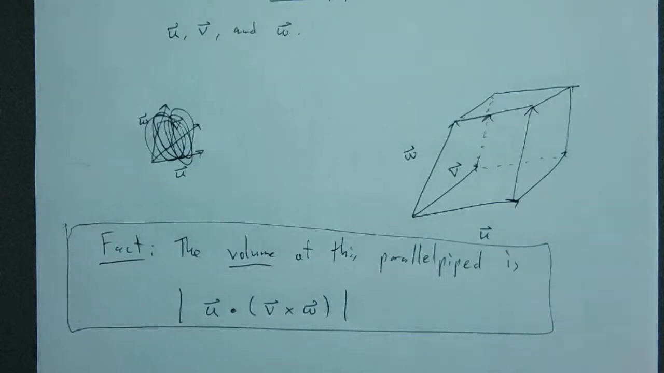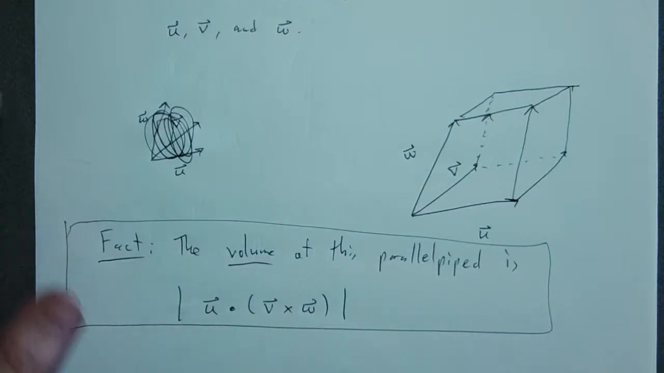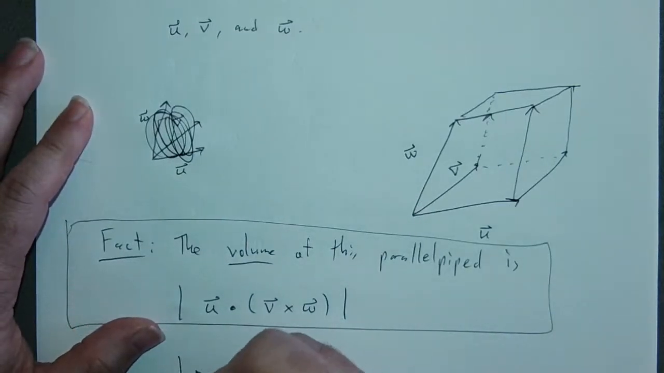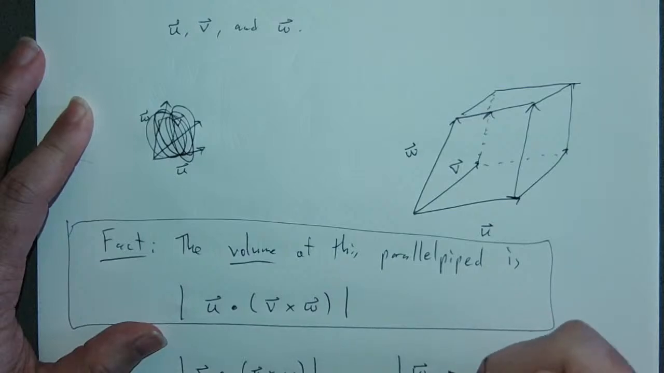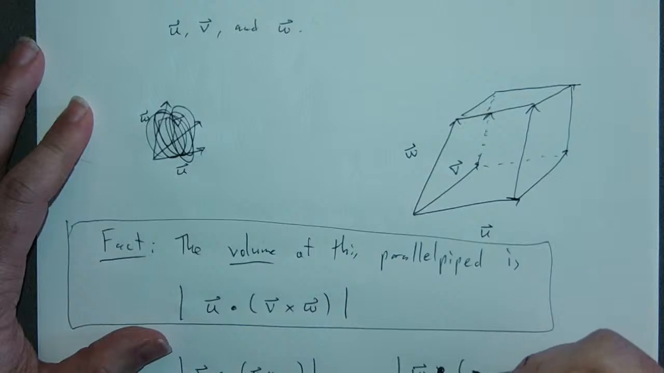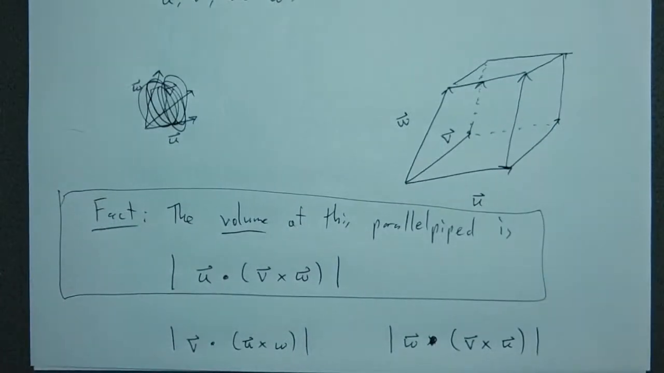You might also say, wait, I've said this is the volume of the parallelepiped determined by U, V, and W, but then you have these in this order, U, V, W. Is that the same thing as the absolute value of V dotted with U cross W? Or the absolute value of W dotted with, say, V cross U, right? Are these all the same? Sorry, I'm off page a little bit. They are. All these quantities are actually the same.